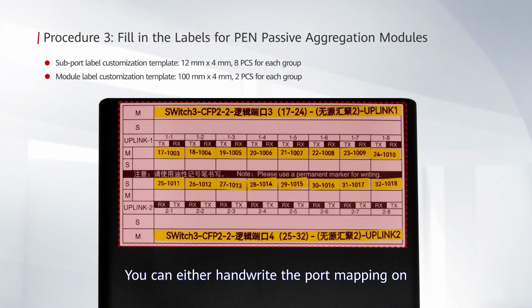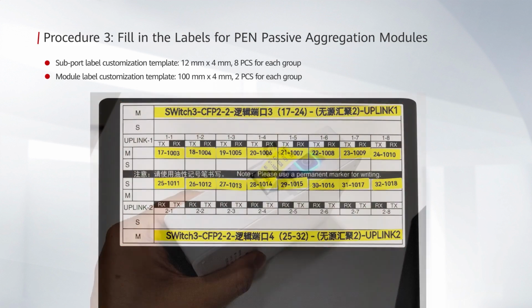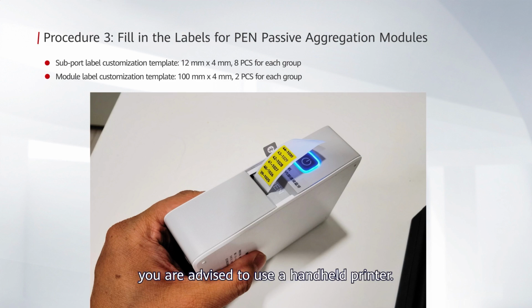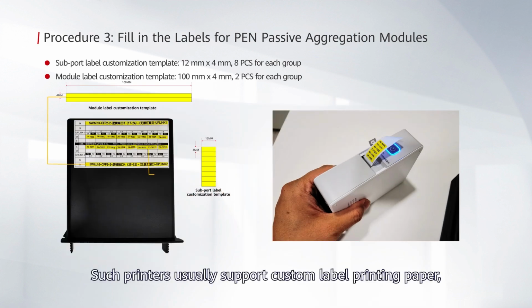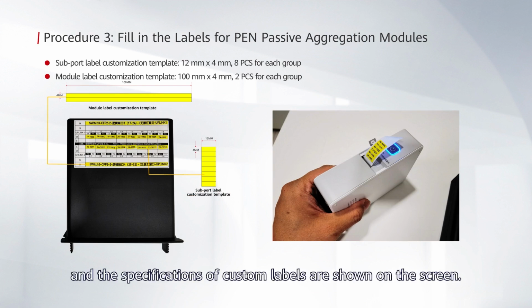You can either handwrite the port mapping on labels or print and stick them. If handwriting labels, you are advised to use a permanent marker. If printing labels, you are advised to use a handheld printer. Such printers usually support custom label printing paper, and the specifications of custom labels are shown on the screen.